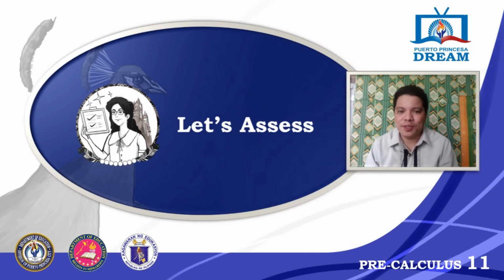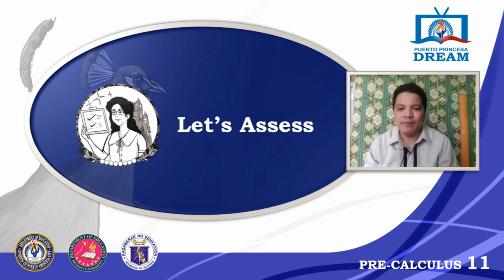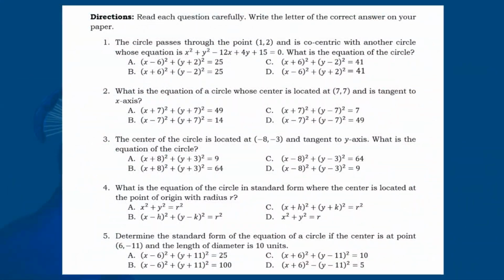Before we end our episode, let's have a short quiz to measure if you attained our learning objectives. Go get your paper and pen and answer the following. Read each question carefully and write the letter of the correct answer on your paper. You may pause this video while answering the problems. Good luck, students!